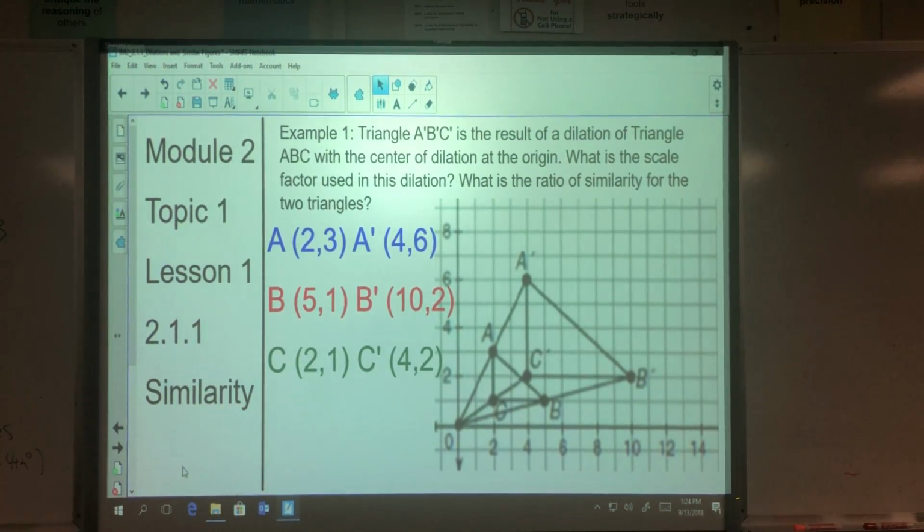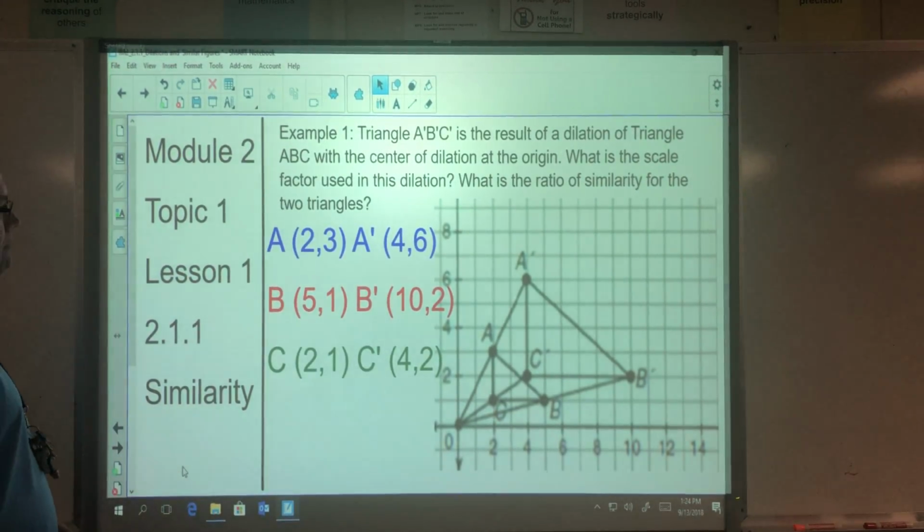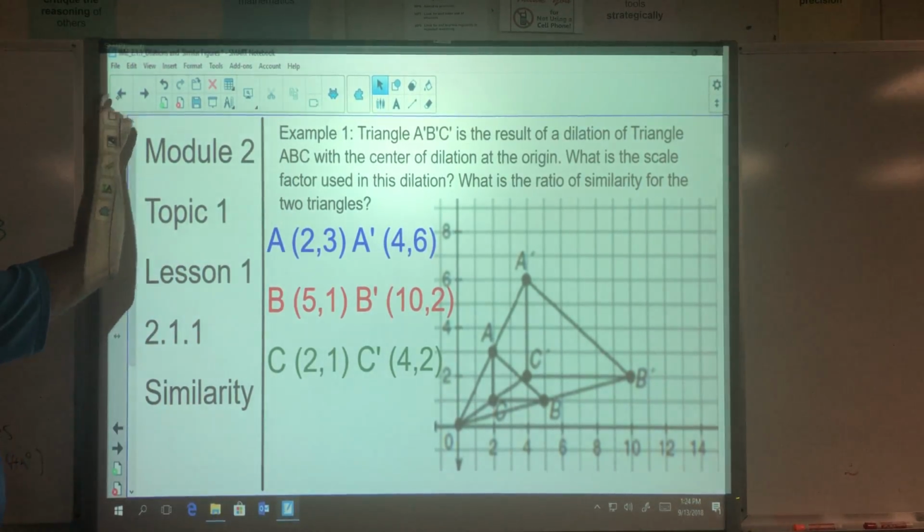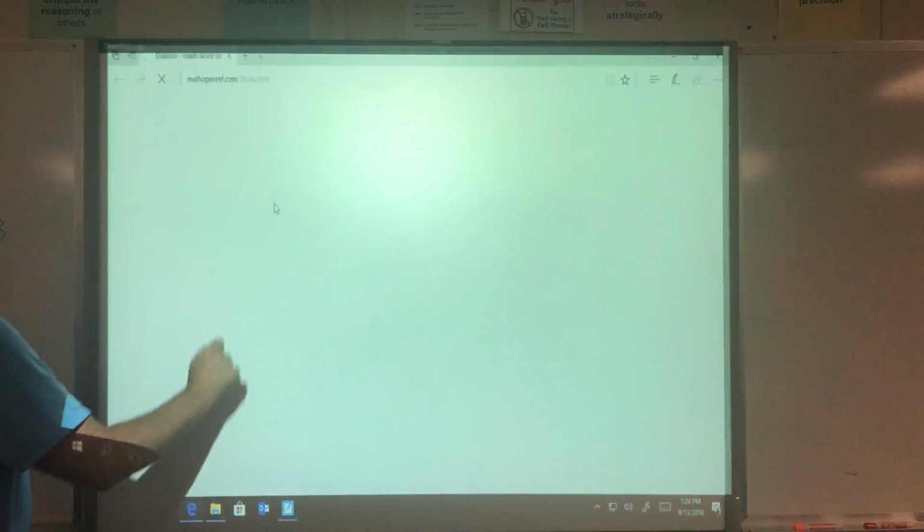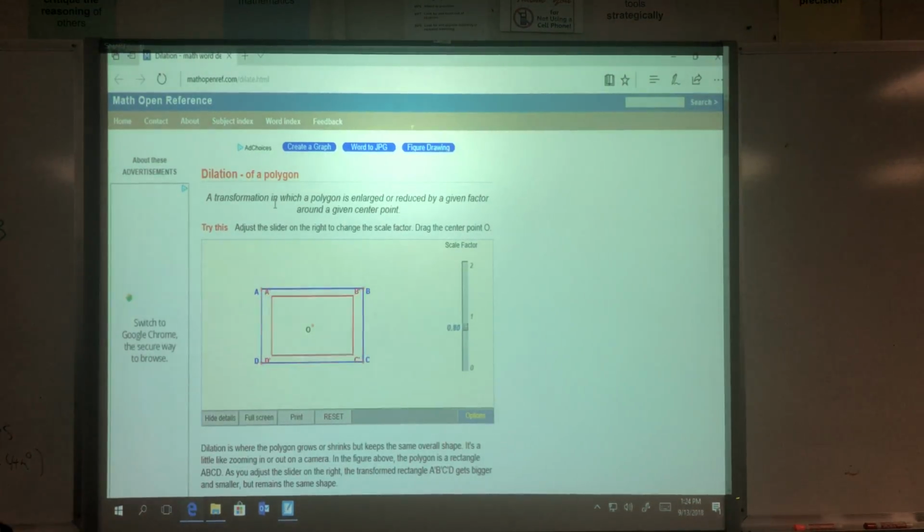These notes begin your Module 2 notes. This is Module 2, Topic 1, Lesson 1. The topic is Similarity. And before we begin, I would like to look at dilations, which we looked at in class. And here's an example of a dilation.